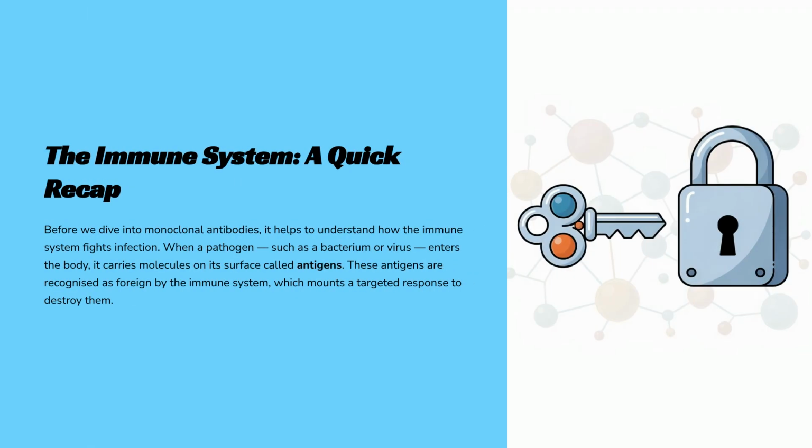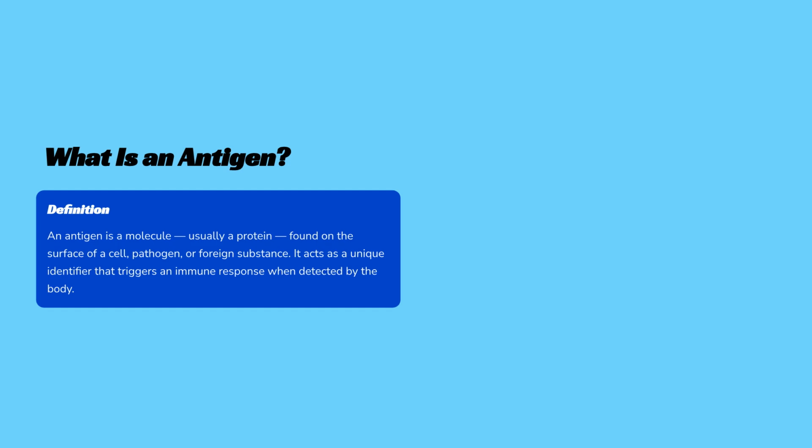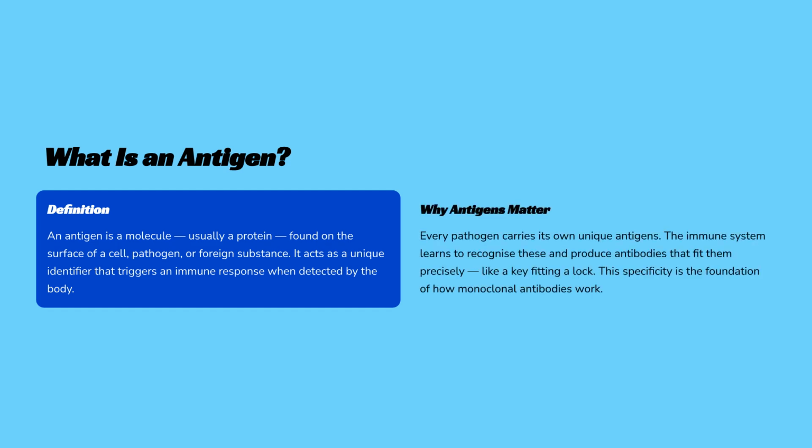To understand monoclonal antibodies, first remember that when a pathogen enters the body, our immune system detects molecules on its surface called antigens. The system then mounts a specific, targeted response to destroy these invaders. An antigen acts as a unique identifier on the surface of a cell or pathogen. They are essential because they allow the immune system to recognize specific threats and produce antibodies that fit them perfectly, much like a key into a lock.